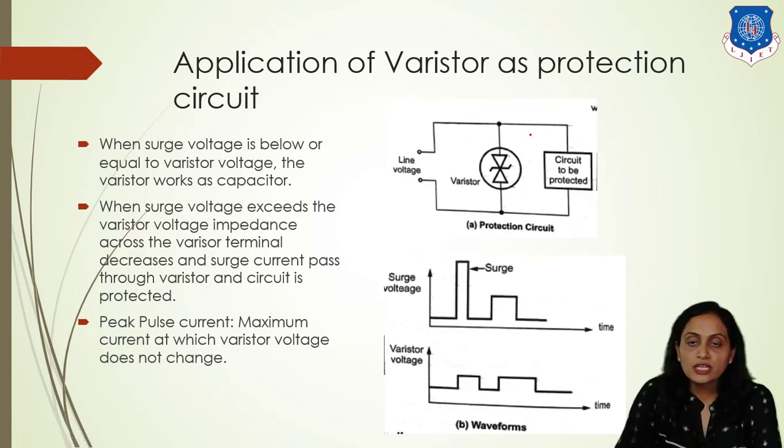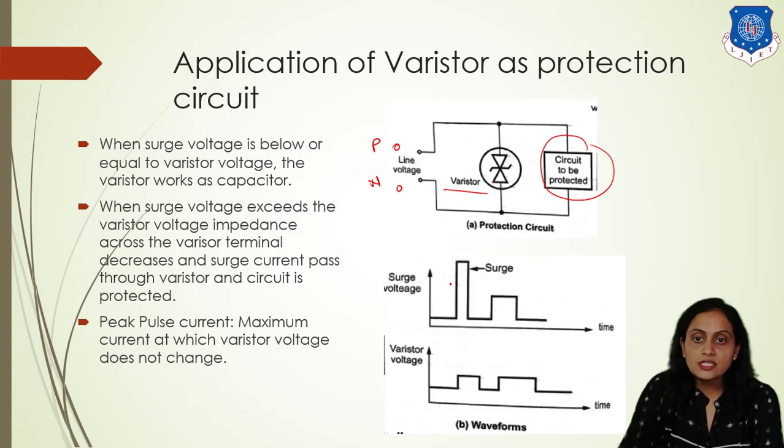Application of varistor as a protection circuit. You can see this is a line voltage. This is a phase and this is a neutral, and we are connecting a circuit which we need to protect, and the varistor is connected across the circuit which we want to protect. Now what happens? The surge voltage, that means the voltage across the line, is varying, or we can say this surge voltage increases and this surge voltage decreases. Even though this line voltage has variations, the voltage across the varistor remains constant.